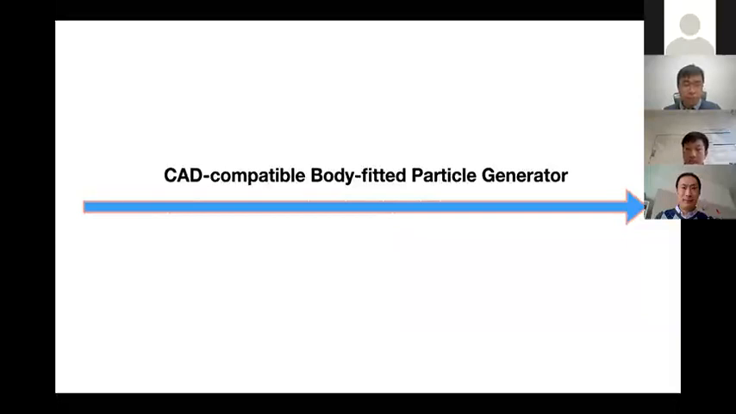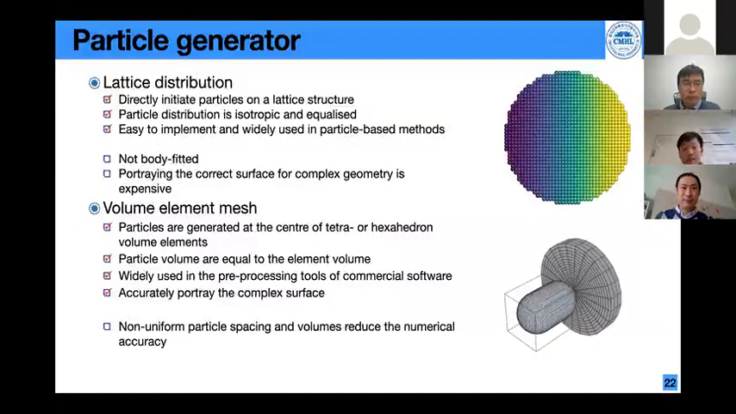particle generator. As we know, SPHinXsys does not need a mesh. However, we have to set up the initial distribution of the particles. Generally, there are two methods for the particle generator. One is the lattice. We directly initiate particles on a lattice structure, as you can see here. This method can generate an asymptotic and equalized particle distribution, and it's easy to implement. It's widely used in particle-based methods.